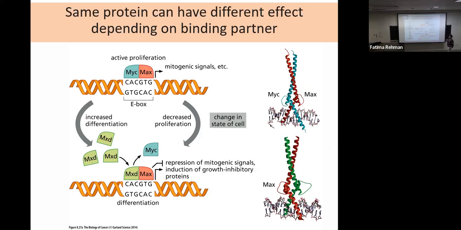Okay. And both MXD and MYC bind to the same sequence in that E-box. It's not like they're binding to different areas. They're binding to the same sequence. It's just the environment of the cell that they are in. Whichever one is present more, or whichever one is exclusively present, is the one that's going to be doing the function that it needs to perform.